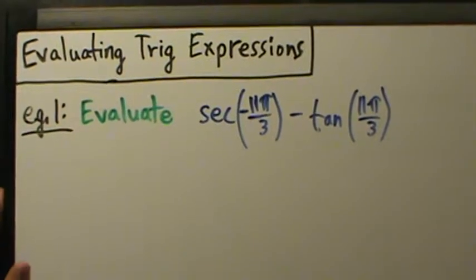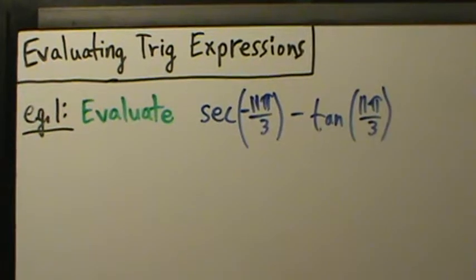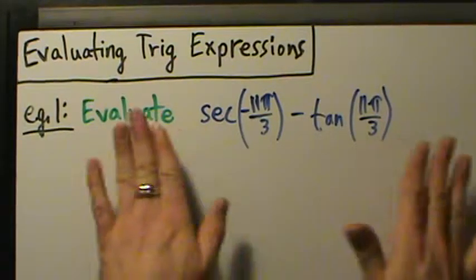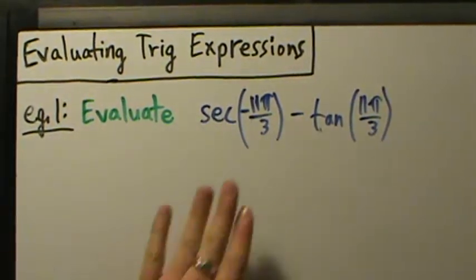All right, here's an example of evaluating a more complicated trig expression. If you've been following along with these trig videos, you might remember we've talked about a lot of properties so far: even-odd properties, periodic properties, coterminal angles, reference angles, things like that. We're going to use all of those to evaluate this more complicated trig expression. So let's go ahead and get started.